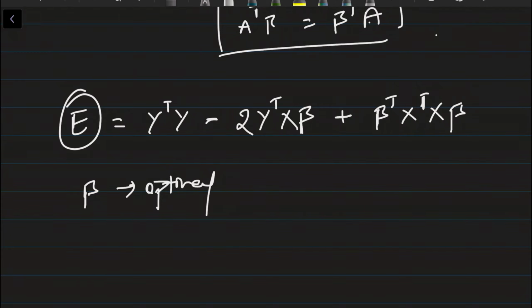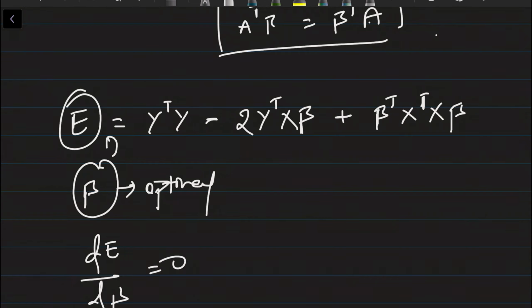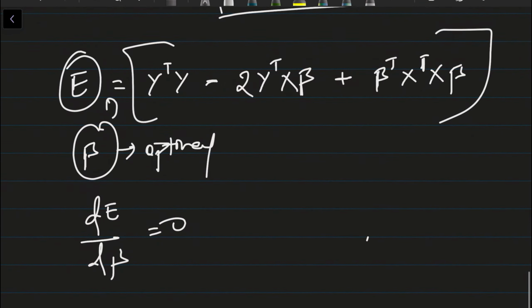So if this is optimal, then with this the error must be 0. So we need to differentiate E with respect to beta and equate it to 0. We will be doing the same thing, so differentiating it with respect to beta it becomes 0.